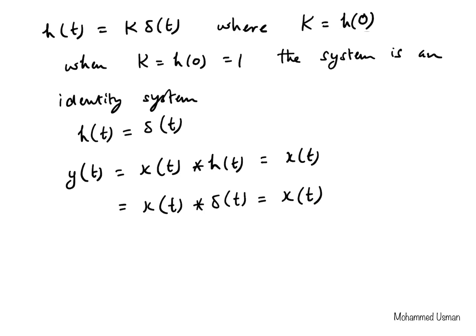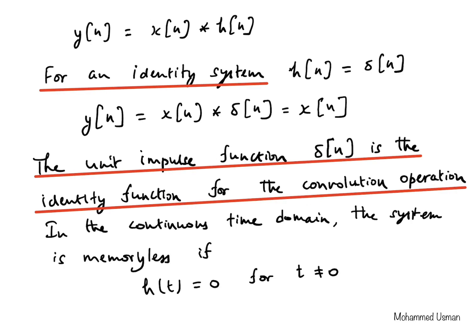It's like 5 times 1 equals 5, or m times 1 is m. Just like 1 is the identity value in the multiplication operation, the unit impulse function is the identity for the convolution operation. Anything convolved with the unit impulse function gives us the same function, whatever is being convolved there. So that's another interesting observation about the convolution operation: whether in the discrete time domain or the continuous time domain, the unit impulse function is the identity for the convolution operation.